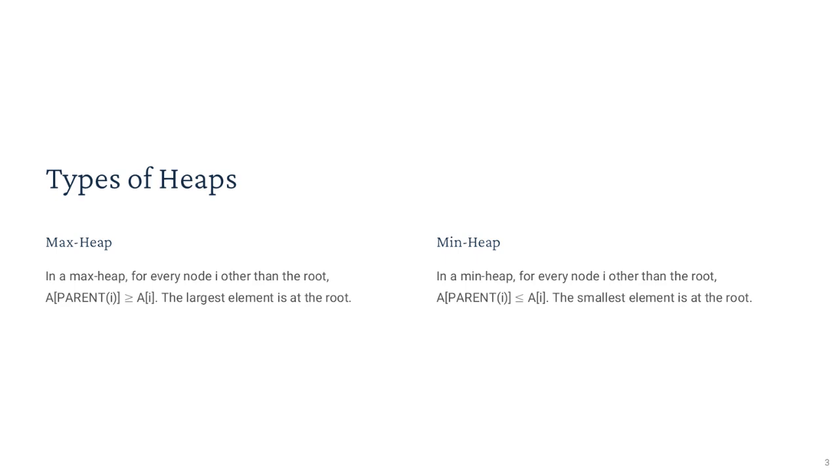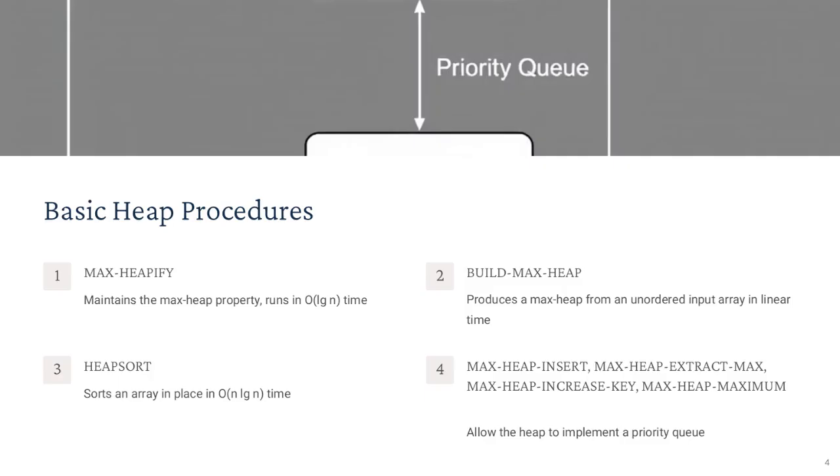A heap's height determines its efficiency. Since a heap is derived from a nearly complete binary tree, its height is theta of log n. Most heap operations, such as insertion and deletion, take O of log n, making it an efficient structure for managing sorted data. Several basic procedures enable efficient heap operations.